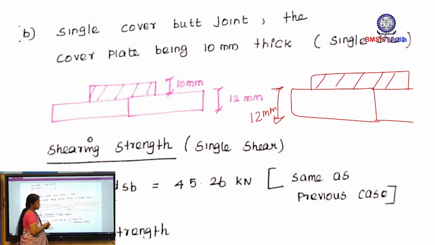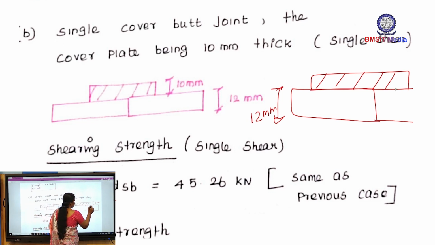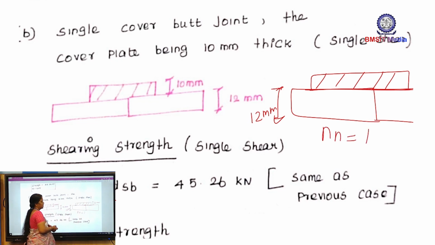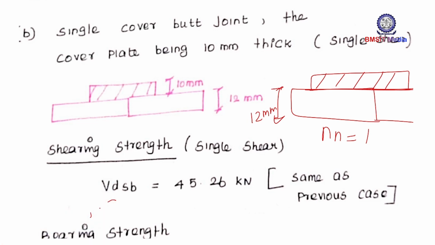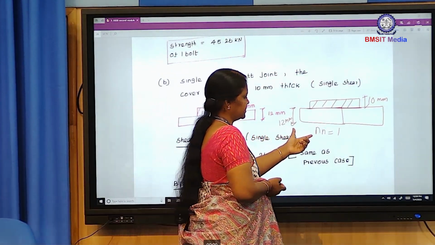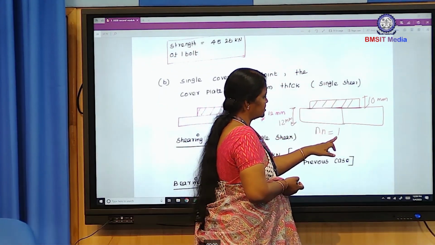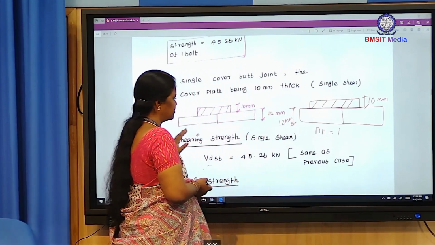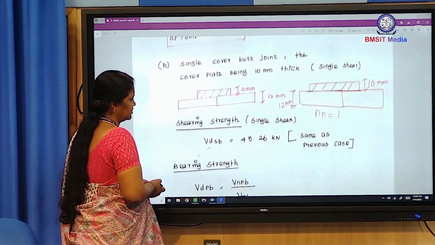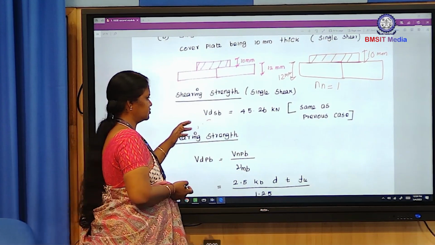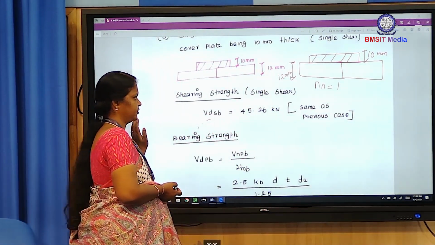So here how many shear planes are there? See here, only one contact surface is there. So here n, the number of shear planes, equal to 1. This is similar to the lap joint, no need to solve again, because the only variation is n, and here also n is 1, in the previous case also 1. If you use the formula, we can find out the answer, VDSB equal to 45.26 kilonewton.